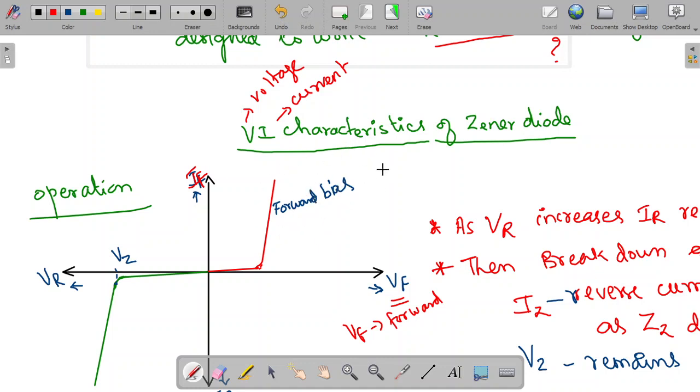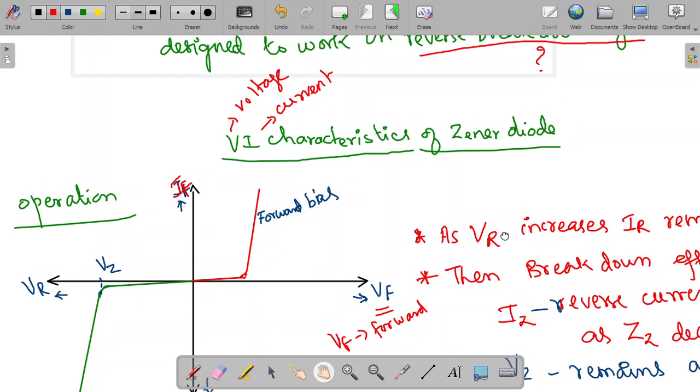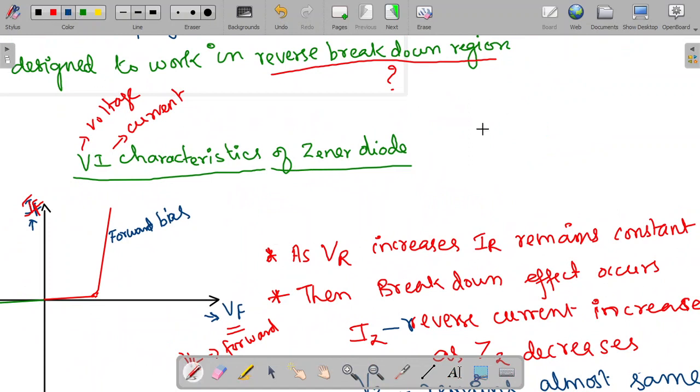We know what a forward bias condition is, isn't it? You must be knowing it, or else I will explain what forward bias is. Forward bias means if you have a diode like this, this is your anode and this is the cathode, like a PN junction. Instead of representing it with plus and minus, we can represent it using P-type and N-type.